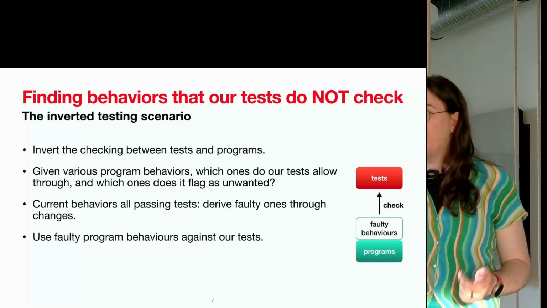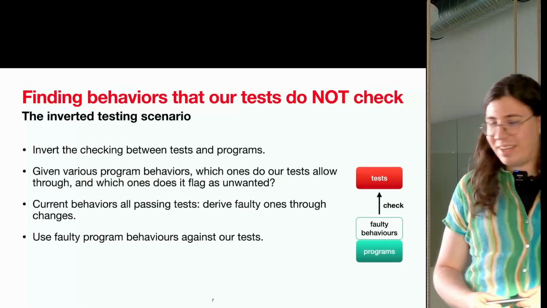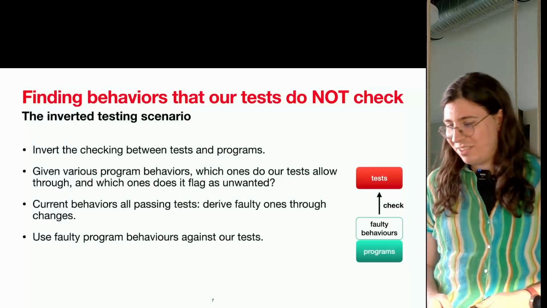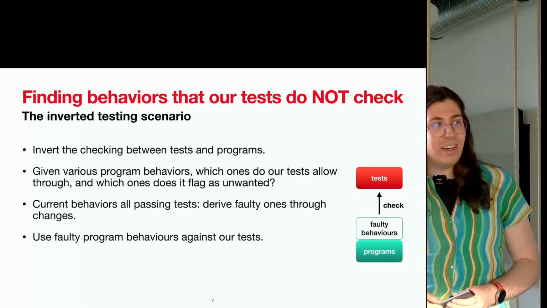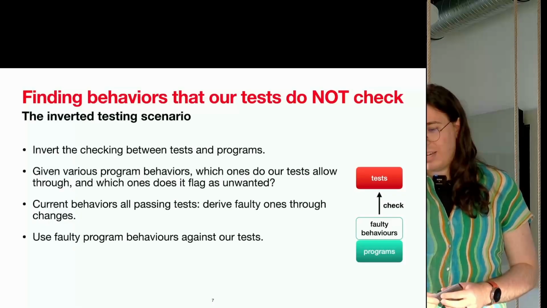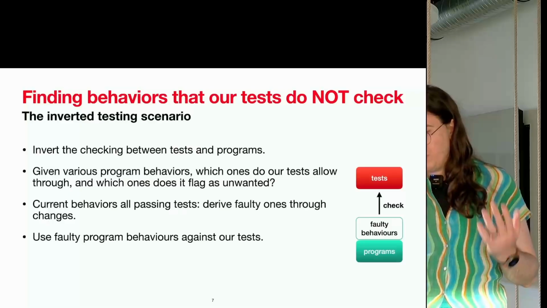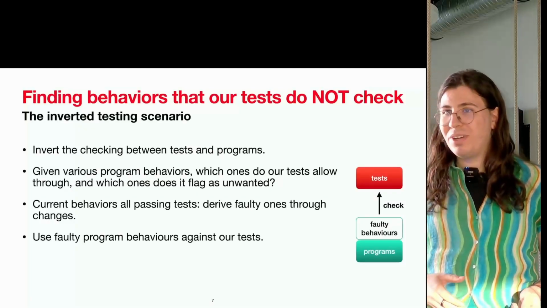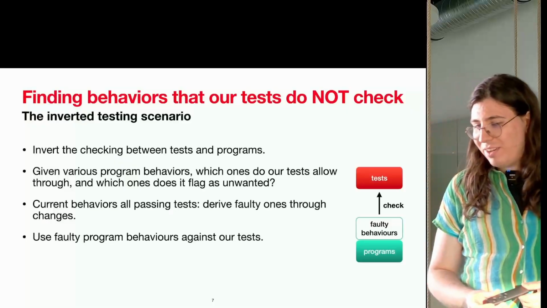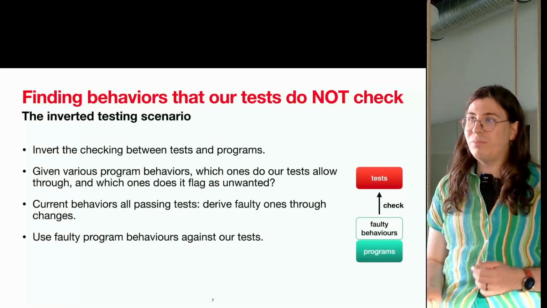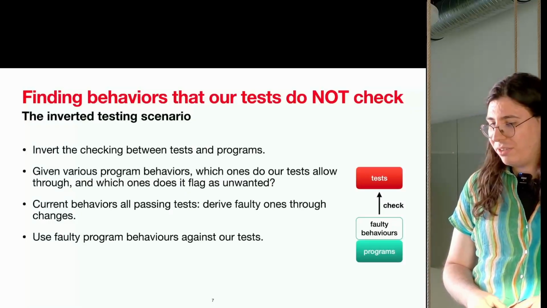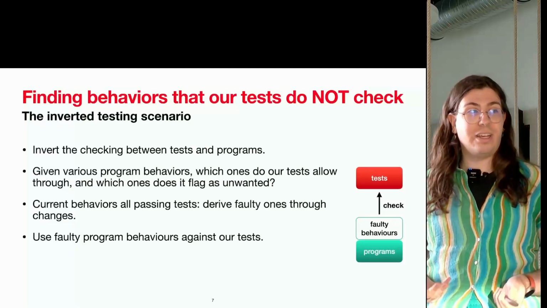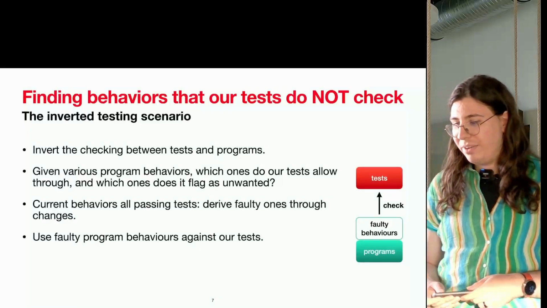So what if we inverted the process of the typical testing scenario and instead used programs against our tests? Specifically, we want to answer the question, given various program behaviors, which are different from what we're normally testing, which ones do our tests allow through, and which ones do they successfully catch out? It's this ability of tests to differentiate between correct and incorrect that we are really trying to evaluate.